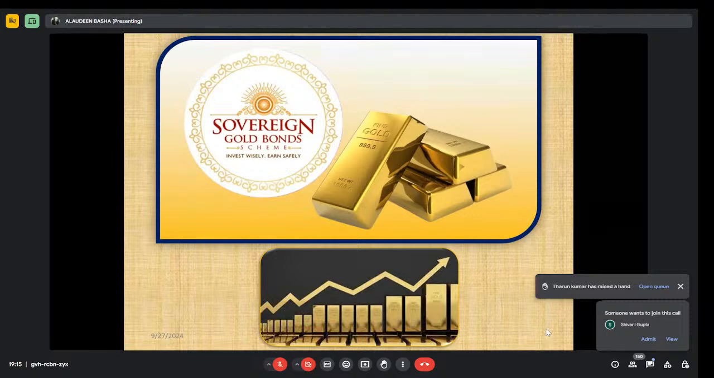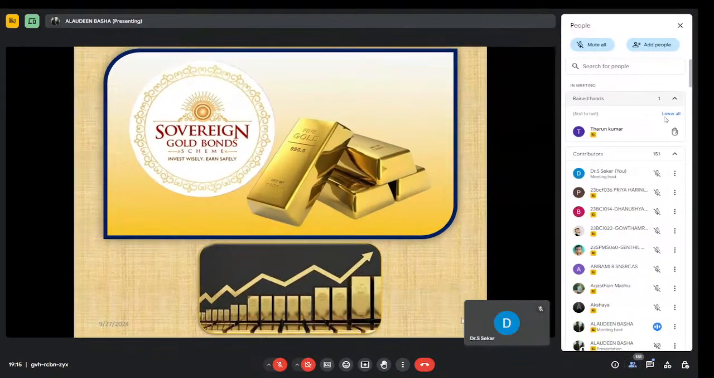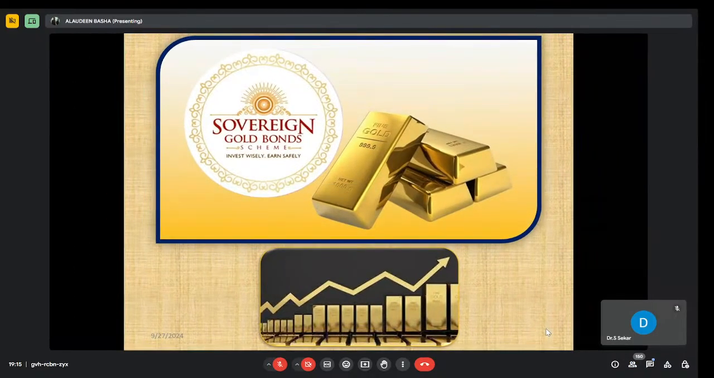Many people know about the sovereign bond. Some people may not be aware of the sovereign bond. The sovereign bond is the best investment in gold. Listen to my words very carefully: the best investment in gold is the sovereign bond. But if you want to wear the gold, then you just keep this bond aside. Once you think about investment in gold, think about the sovereign bond.